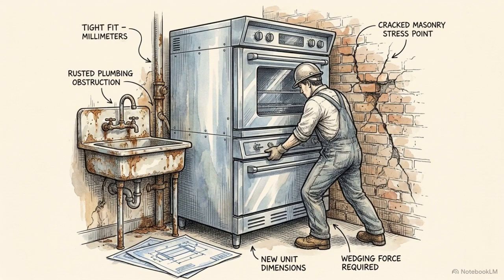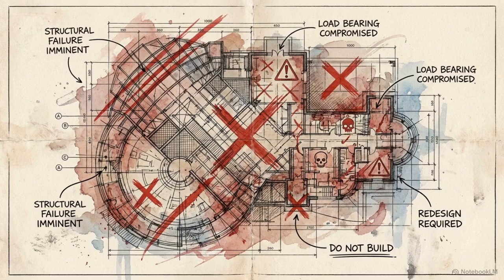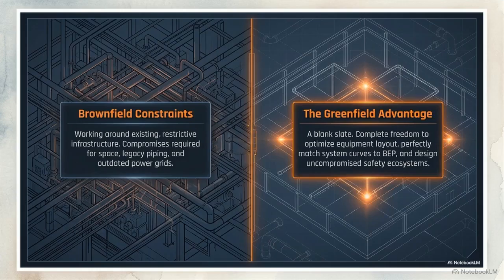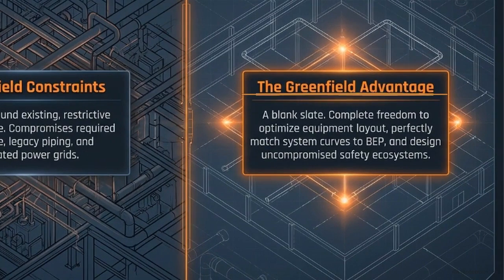Imagine trying to install a massive new oven in a tiny 100-year-old kitchen. You must work around existing walls, old plumbing, and outdated wiring. Engineers call this a brownfield project, and it forces a lot of compromises. The alternative is the engineer's dream, a greenfield project. Unlike the messy constraints on the left, this blank slate on the right offers total freedom to arrange equipment perfectly and build a complete safety system from the beginning.